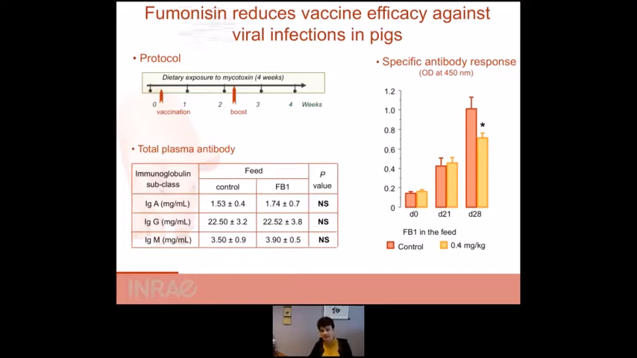This is another experiment that we did in our lab with the vaccination, and it was a mycoplasma vaccination against mycoplasma. And when we look at the total antibody response, there was absolutely no effect. But when we look at the specific antibody response, you clearly see that at the end of the experiment, the animal that received the feed contaminated with Fumonisin get a lower antibody response than animal receiving the control feed.